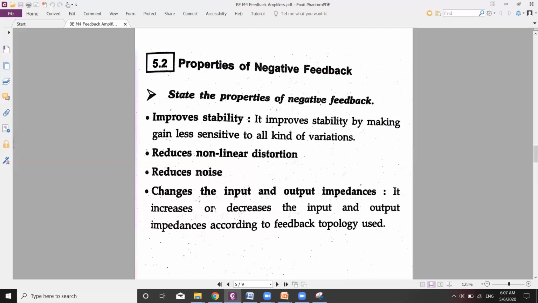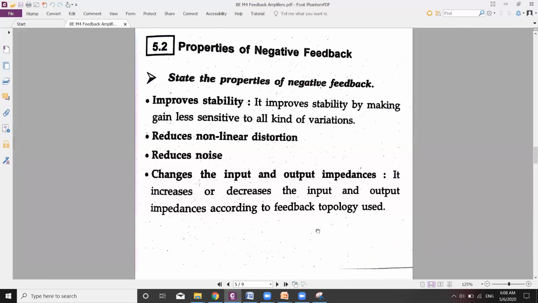Right. Next is changes in the input and output impedances. It increases or decreases the input and output impedance according to the feedback topology used. So the circuit will have two types of impedances. One is input impedance and the other one is output impedance. So it either increases or decreases the input impedance, and conversely it either decreases or increases the output impedance, and this is done depending on the feedback topology used. Okay, this is all about the properties of negative feedback.